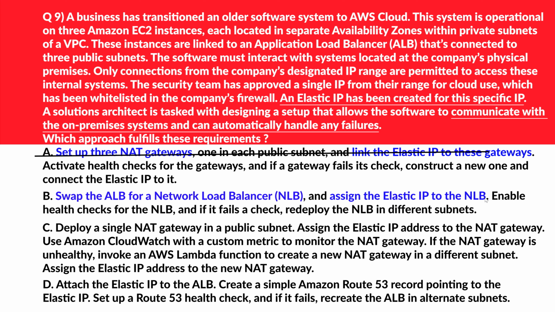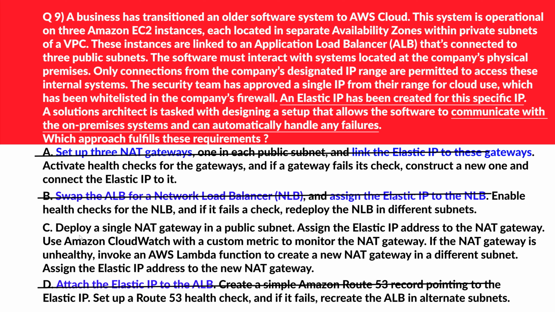Therefore, incorrect choice. Let's move to option D first. D says attach the elastic IP to the ALB. So assigning the elastic IP address to the ALB, or application load balancer, is not possible because application load balancers cannot be assigned elastic IP addresses. Hence, incorrect choice. We are left with option C.